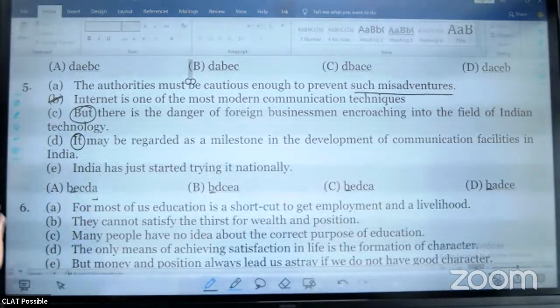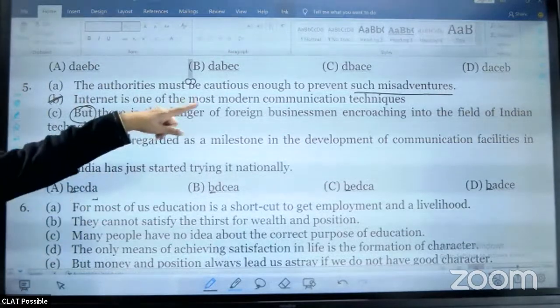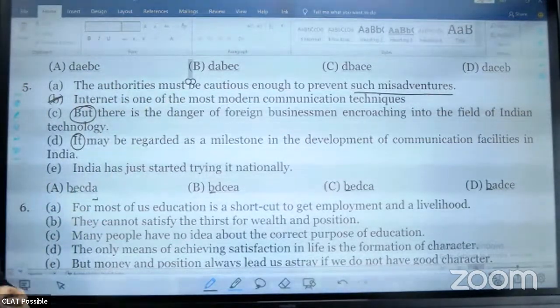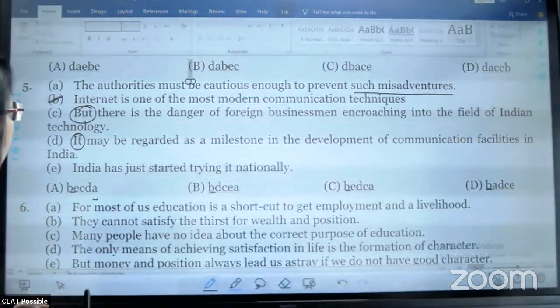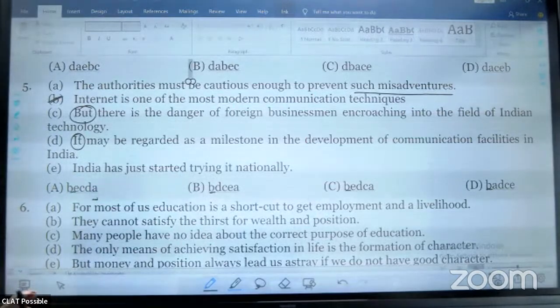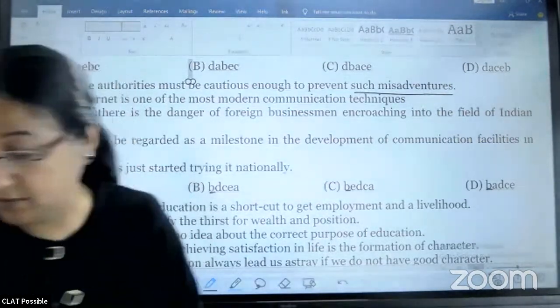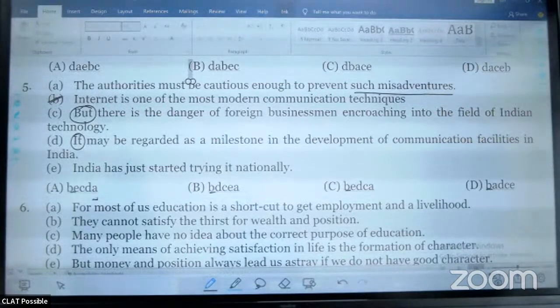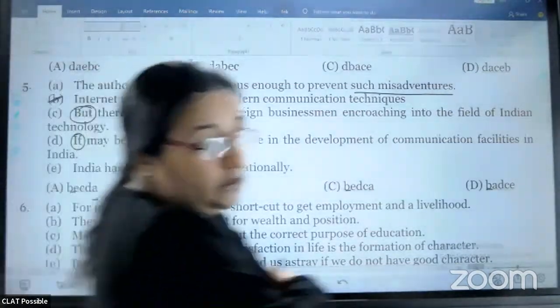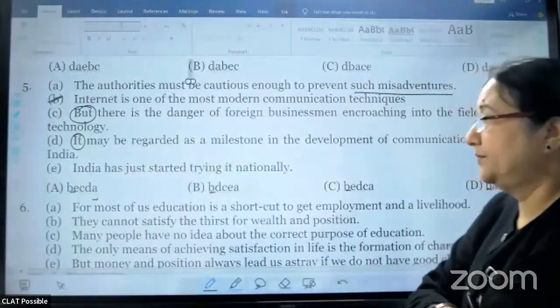B is fixed. A you have read with such misadventures. Form a pair, but there is a danger of foreign businessmen encroaching into the field of Indian technology. Okay, wonderful. It may be regarded as a milestone. It might be regarded as a milestone. Read all the 5 lines. Read all 5.